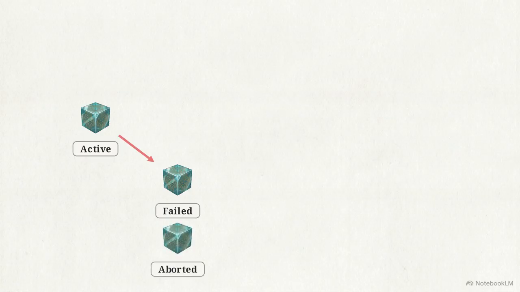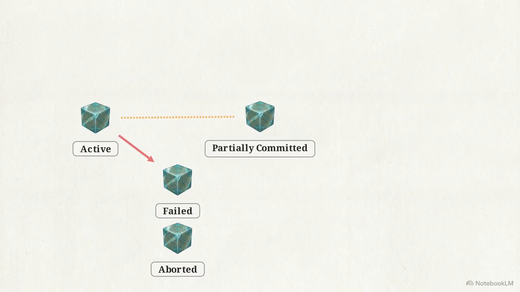If normal execution can no longer proceed, due to a logic error or hardware loss, the path diverts to the failed state. From failed, the database actively rolls back all changes, pushing the transaction to the aborted state. This restores the pre-transaction data, preserving atomicity.